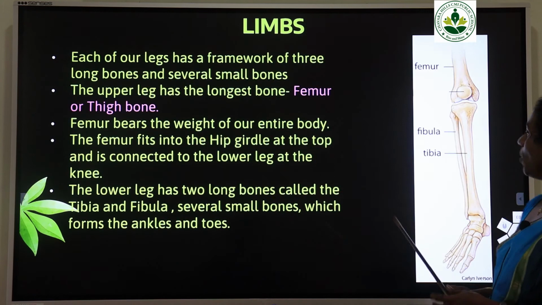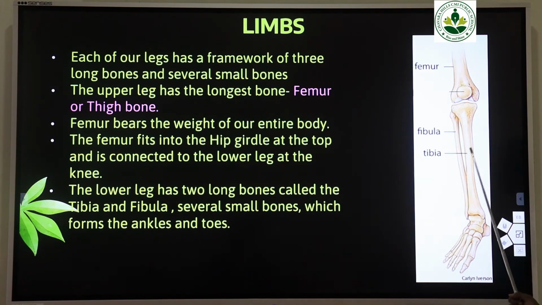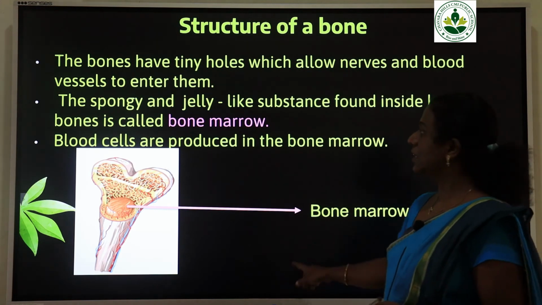And if you check the lower leg, you can see two types of bones, fibula and tibia, and the remaining feet and then our toes. Several small bones constitute the ankles and toes.